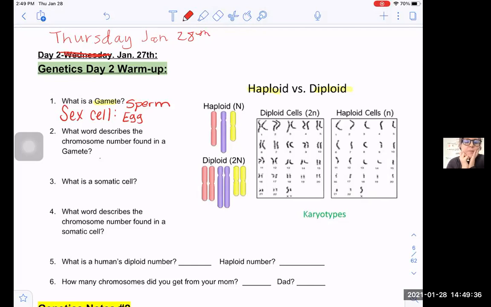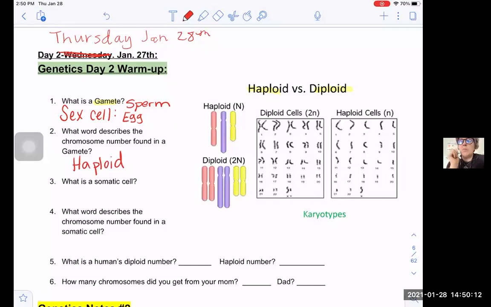What word describes the chromosome number that you find inside of a gamete? Is it haploid? It sure is. Haploid. So remember that egg and sperm have half the number of chromosomes that you'll find in a body cell, which I might have just given you the answer to number 3.